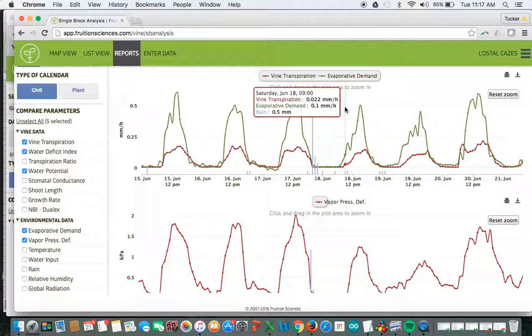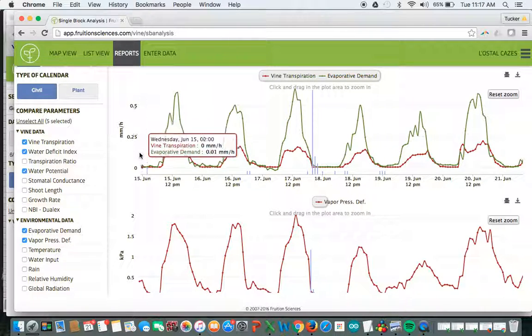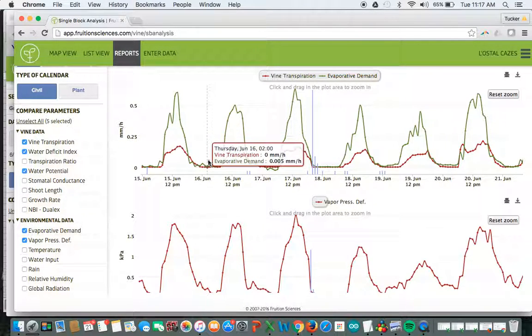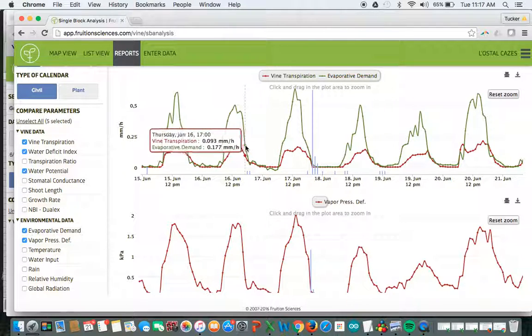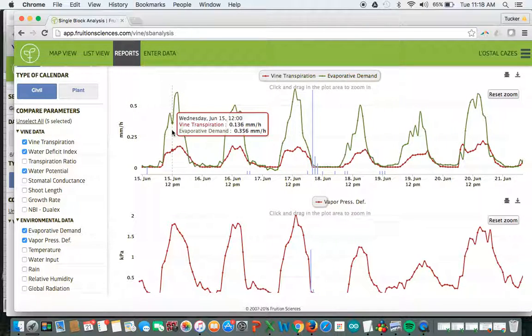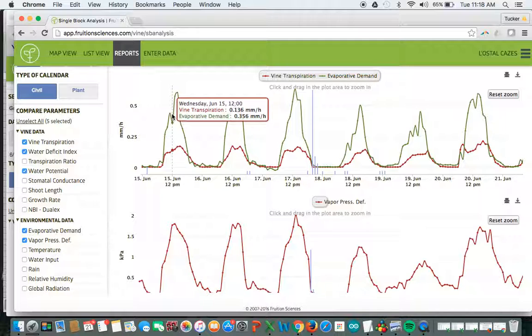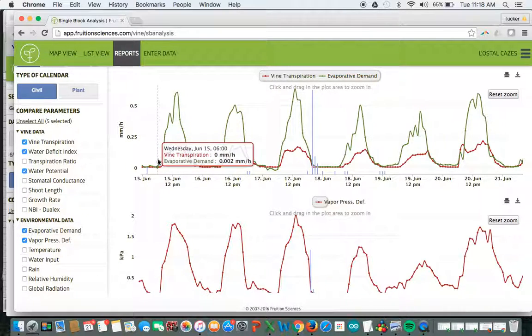Today, I'm going to talk to you a little bit about how we calculate the WDI off of the sap flow data. This first interface here is showing us the reports from the sap flow and the weather station. If we look at these daily curves, we see that they're represented in hours, and the green line is data coming from the weather station, and the red line is data coming from the sap flow.